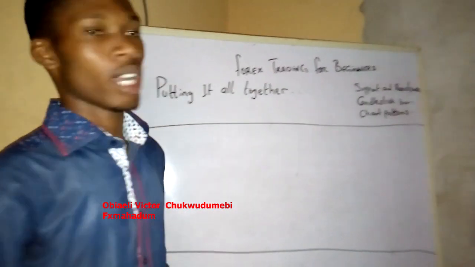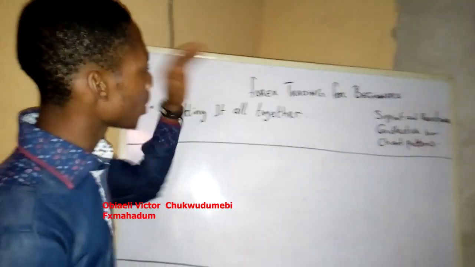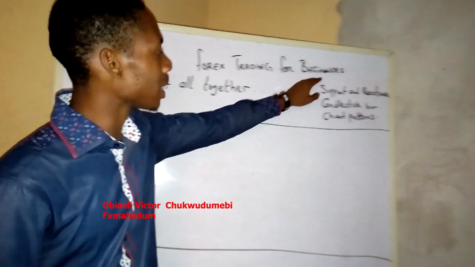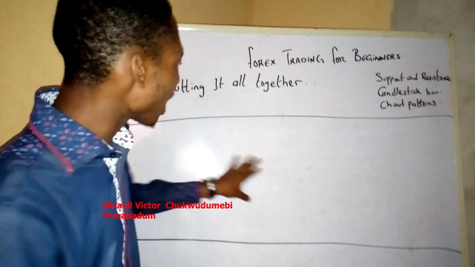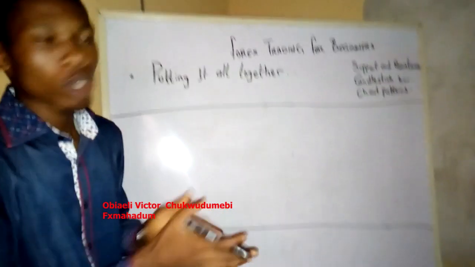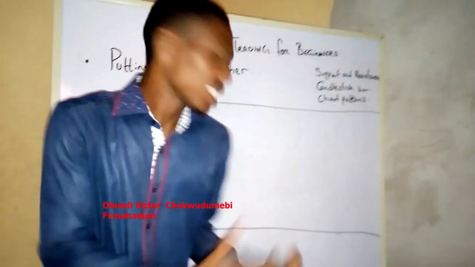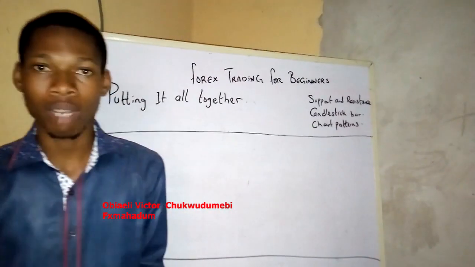The final stage of our class for today, putting it all together. Yes, we want to put the basics together: the support and resistance, the candlestick bar, and the chart patterns. Please take note of what I'm doing here. You need to pass through this stage. Most of us have different styles of learning, but this is the stage, and this is how I did my own. This is how I learned the foreign exchange market.